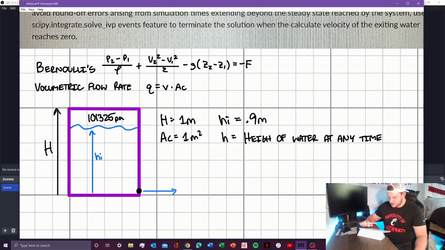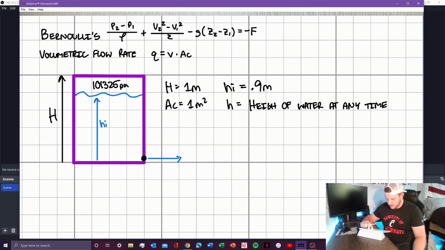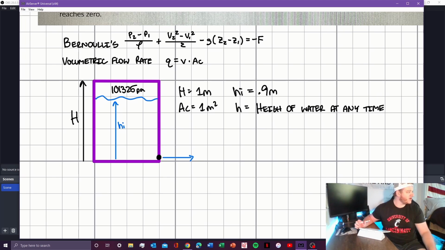So the strategy for doing this is we're going to take the volumetric flow rate equation and use Bernoulli's equation to solve for the velocity, and then plug that into our volumetric flow rate equation and derive that in terms of height with respect to time. So we can start, sorry about the sirens.